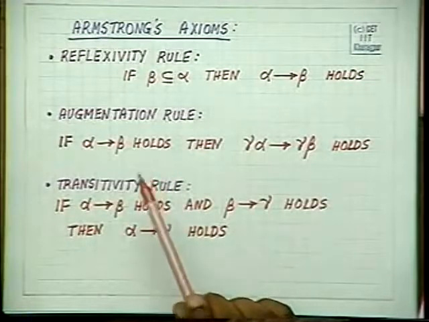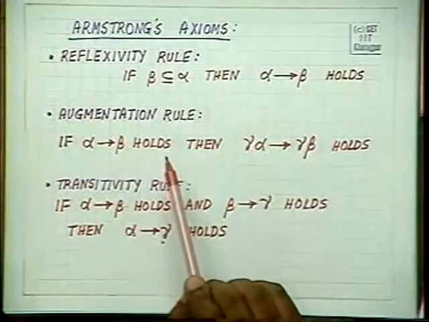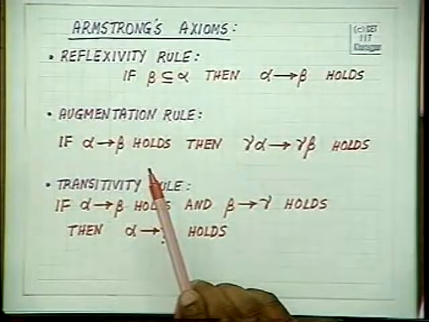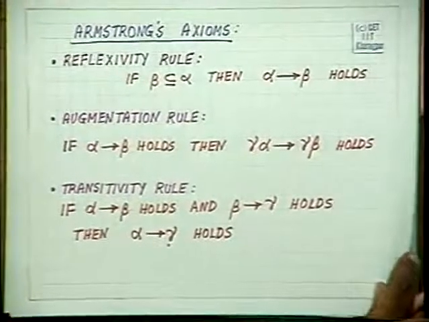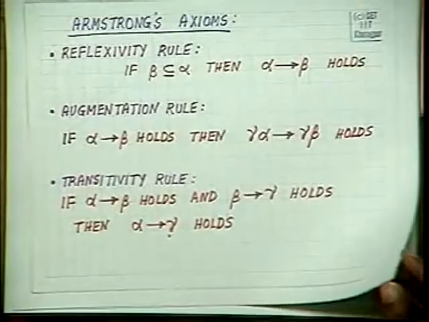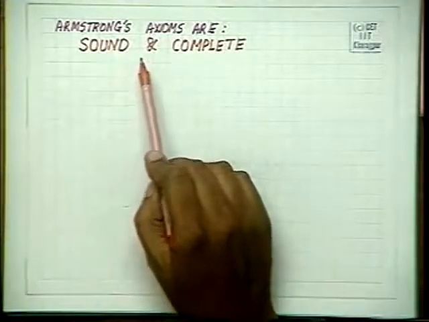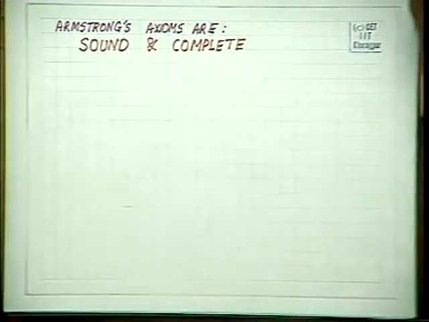The closure will be obtained in the condition that, suppose I am given a set of functional dependencies, and by applying these rules on that set, I cannot generate any new functional dependency, then it is said that the closure has been obtained. Therefore, along with these three simple rules, Armstrong proved the following result. Armstrong proved that these three axioms are sound and complete.